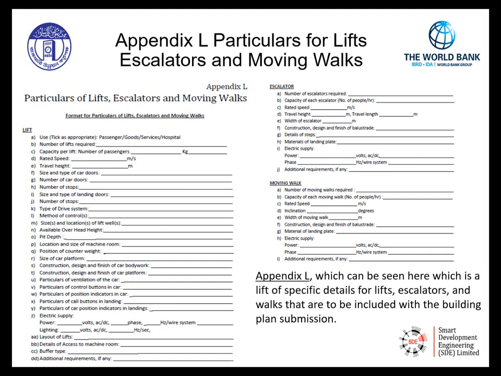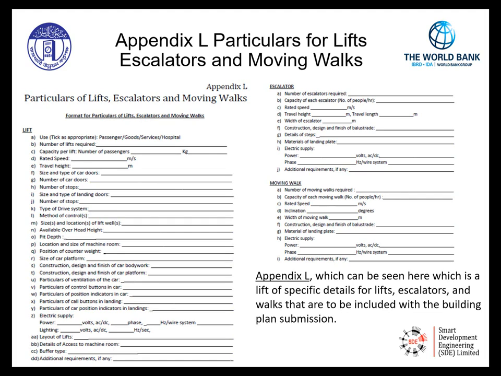When we get to the moving walk category, we will be filling out the number of moving walks required, as well as the capacity of each moving walk. Again, rated speed. D gives us the inclination in degrees as well. This is important because we do not want to exceed what the code allows for the degrees above the horizontal plane for moving walks. The width of the moving walk is important as well because the width is a function of how many people that the moving walk can carry, as well as the construction, design, and finish of balustrade.